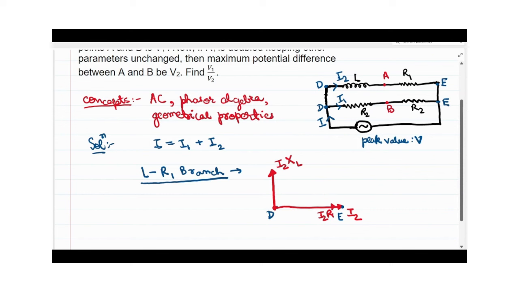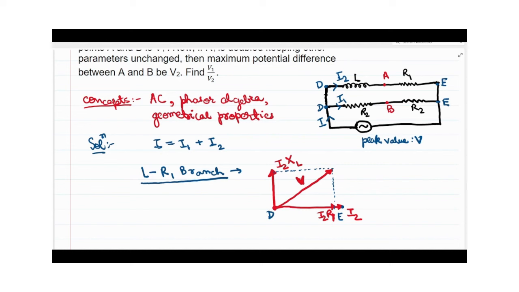So by simple vector addition, somewhere there should be the net voltage phasor as well. The net voltage phasor will be somewhat like this, which is basically the vector addition of these two vectors, the I2 XL and the I2 R1. So this is my net voltage phasor, which is V.